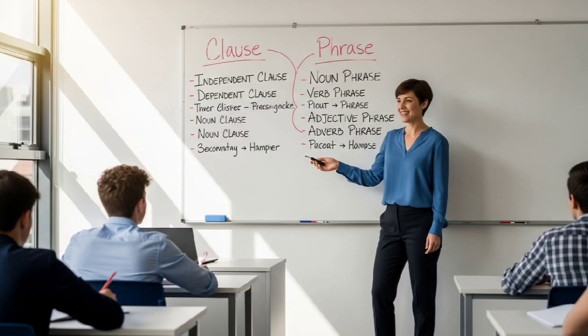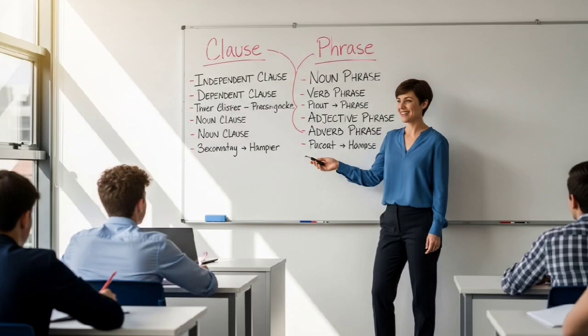Adjective clause. An adjective clause describes a noun just like an adjective. For example, the man who helped me is kind. Who helped me? It is an adjective clause. The book that you give me is interesting. The car which is parked outside belongs to John. The words who, that, which start adjective clauses.